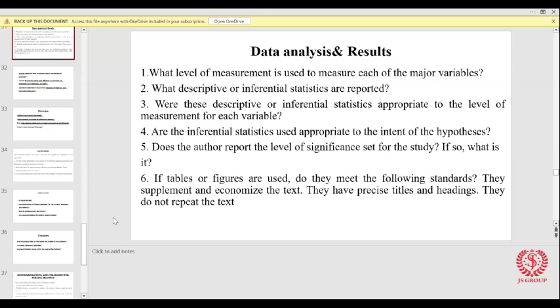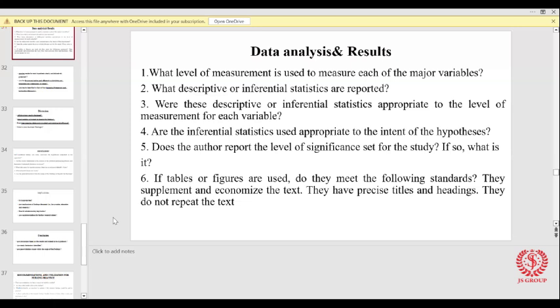Whether those descriptive or inferential statistics are appropriate to the level of measurement, or whether the inferential statistics used are appropriate to the intent of the hypothesis. Then, does the author report the level of significance set for the study? For example, in nursing studies we keep the level of significance at 0.05. 0.001 means highly significant, 0.01 means more significant, and significant at the level of 0.05 is acceptable for nursing studies.